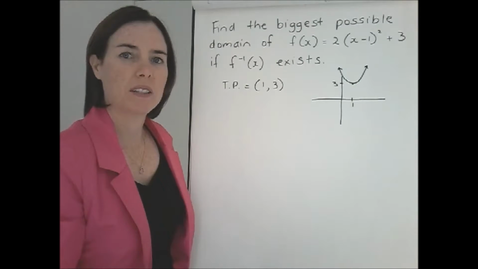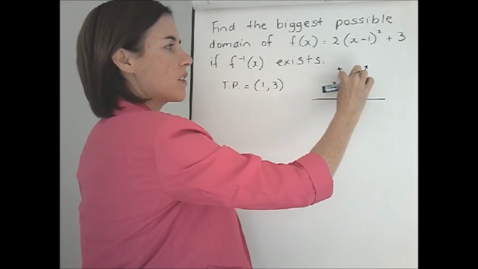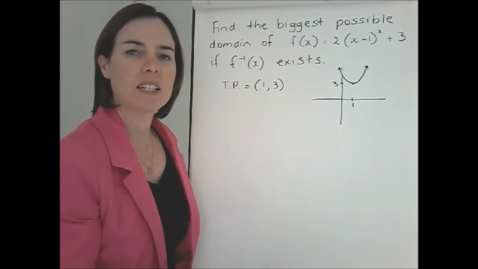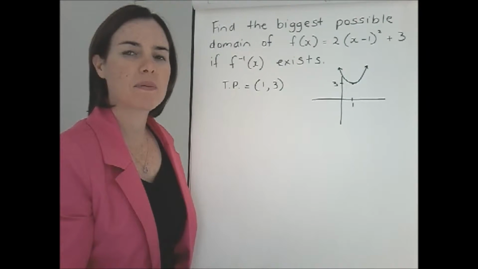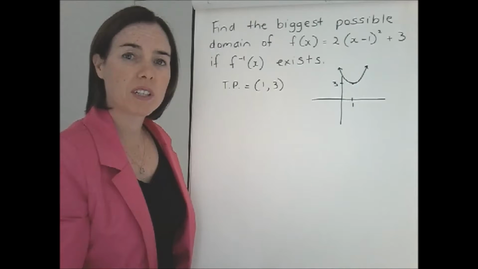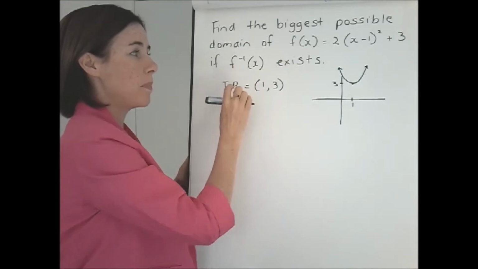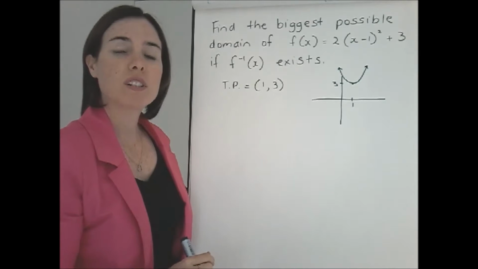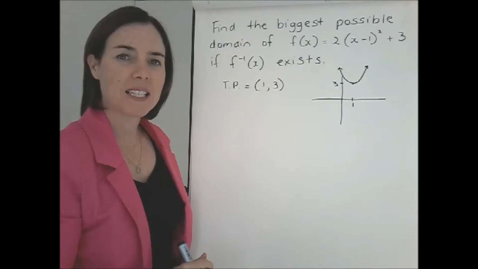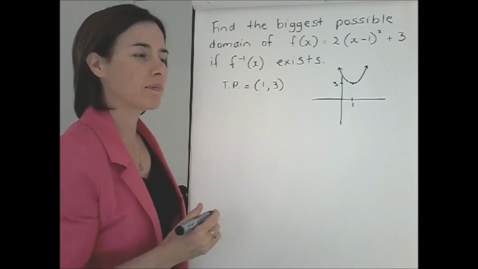It's not 1 to 1. If I draw a horizontal line through it, there are plenty of places where it cuts twice. So we need to restrict the domain because we want the biggest possible domain when it would be 1 to 1. So restrict the domain until it is just 1 to 1.